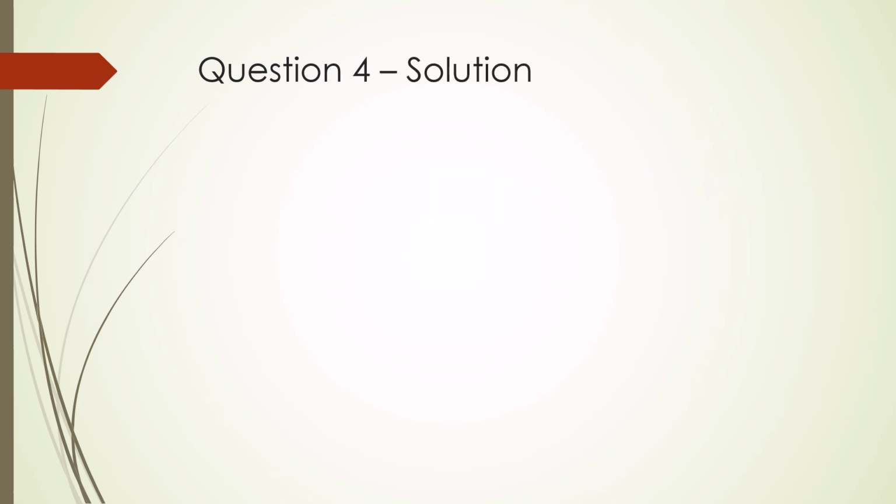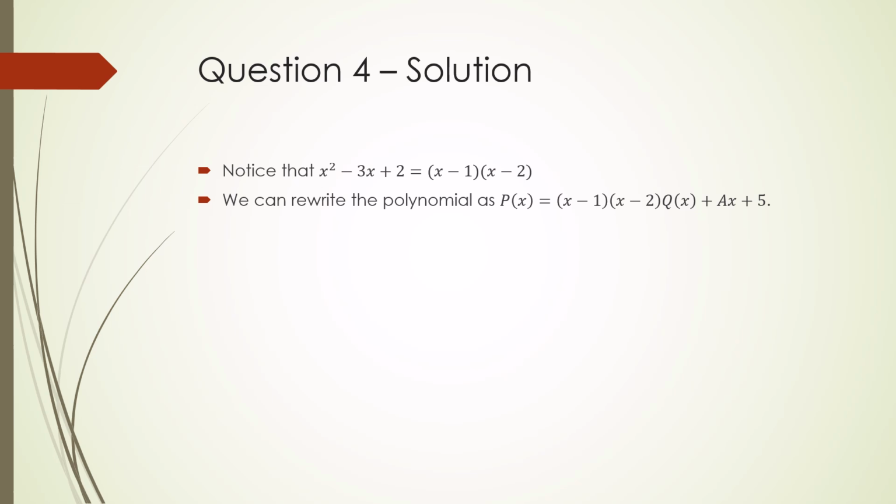As I said earlier, when we encounter a quadratic divisor, we can try to factorize it. Notice that the right hand side factor is one of the divisors provided in the question just now. Notice that we can rewrite this polynomial in this form, since we know the remainder when divided by x minus 1 times x minus 2, as well as the remainder when divided by x minus 2.